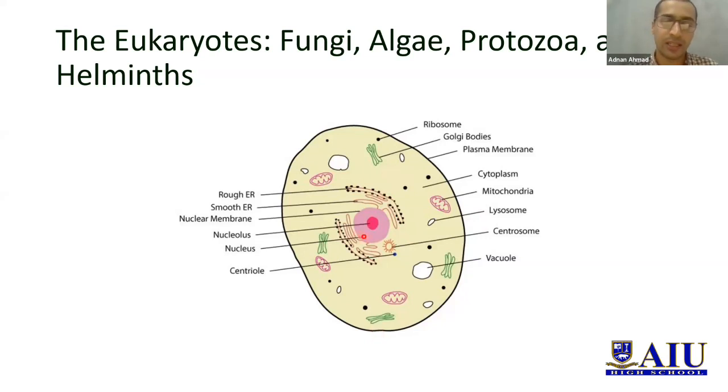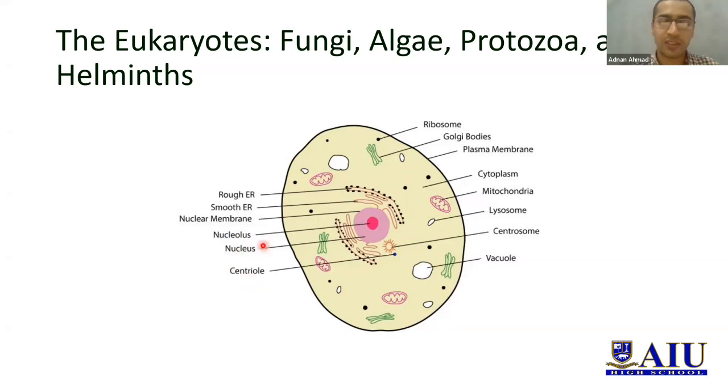As you can see here, these cells contain a nucleus, and we have lots and lots of cell organelles in it, such as ribosomes, where proteins are made. We have Golgi bodies. They are responsible for protein modification and transportation. Plasma membrane protects the cell from the outside environment. Cytoplasm is a liquid in which all these organelles are present. We have lysosomes, centrosomes, vacuoles, rough endoplasmic reticulum, smooth endoplasmic reticulum, nucleolus, nucleus, and centriole, right?